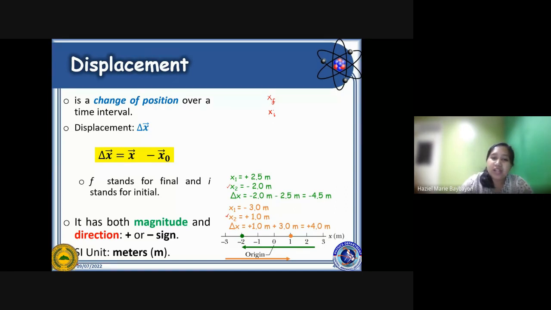Now take note of the arrow, class. When you move from right to left, you will get a negative displacement. If you move from here to the right, you will get a positive displacement. Okay, so I hope you have noticed this one.